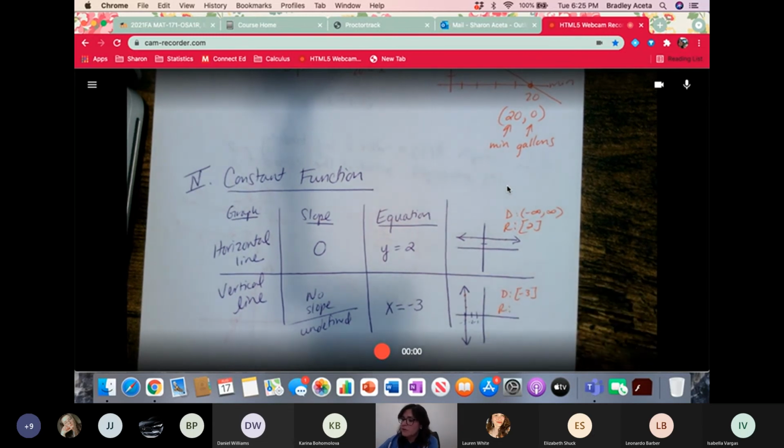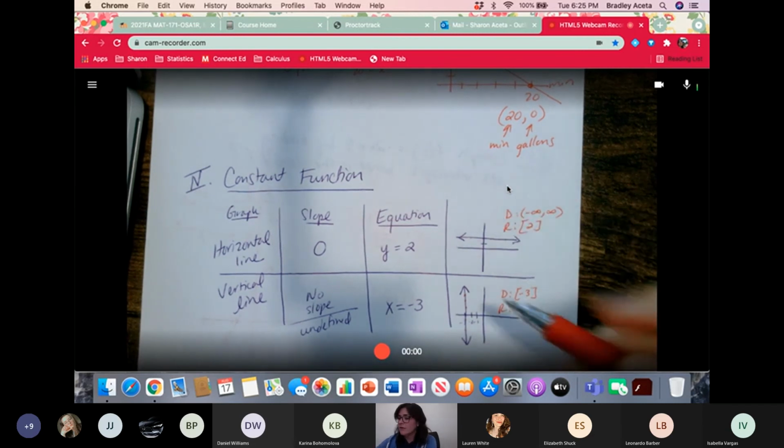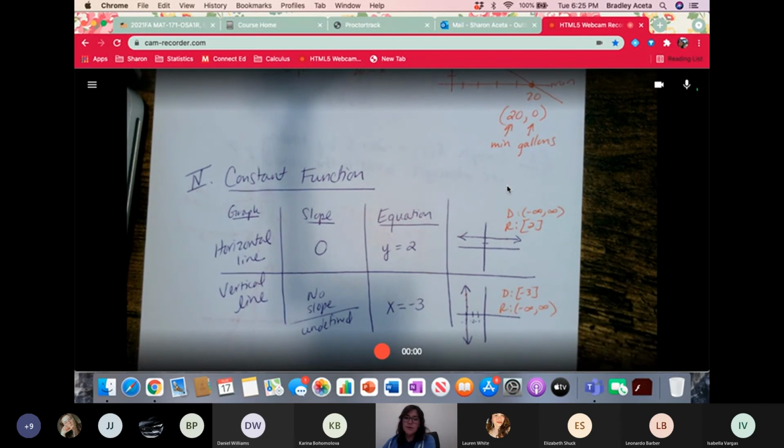The range, how tall is this thing getting? Well, it's going off and off and off and on. So it's going from -infinity to infinity. Now, this can get very confusing to students. They mix this up all the time.